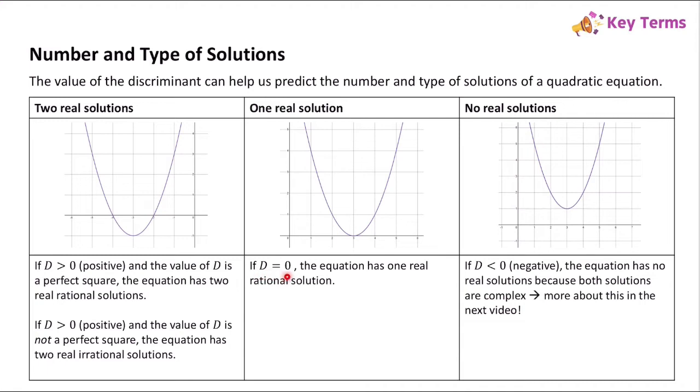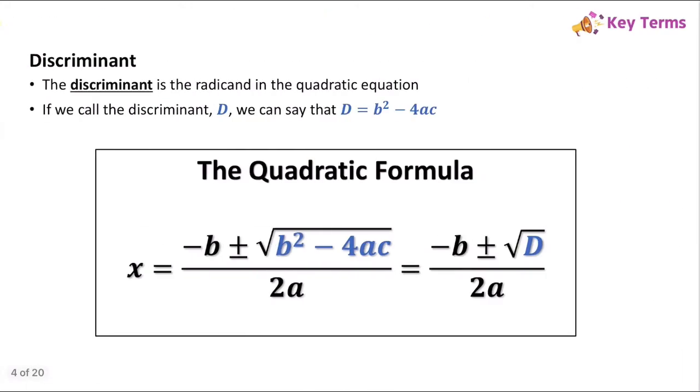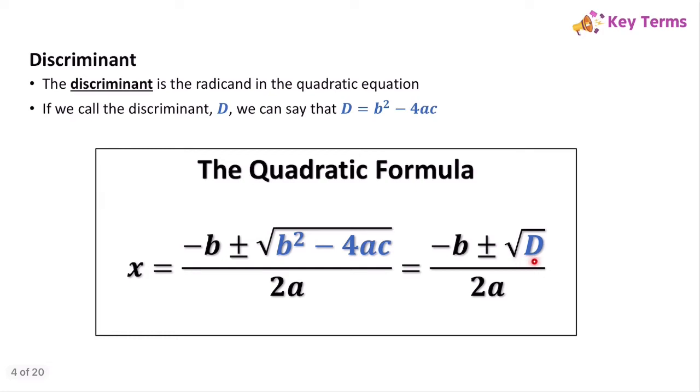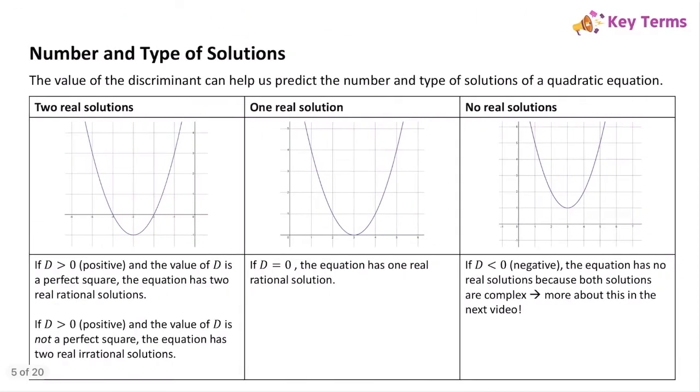If d is equal to 0, that's when the equation will have one real rational solution, because this plus or minus will become plus or minus 0, so this entire term will disappear from our quadratic formula. We'll just have negative b over 2a, and that's how we end up with one solution. If d is less than 0, if d is negative, the equation will have no real solutions because both solutions will be complex. You'll have a negative value under the square root, and that's going to result in a complex number when we simplify. We'll see more about this in the next video.